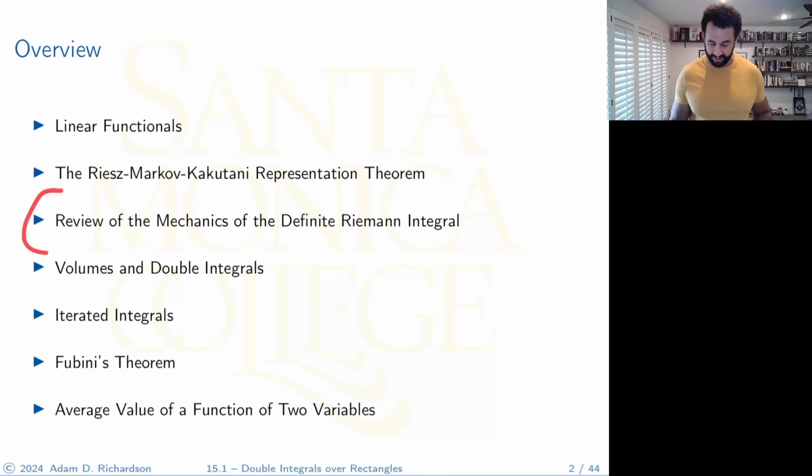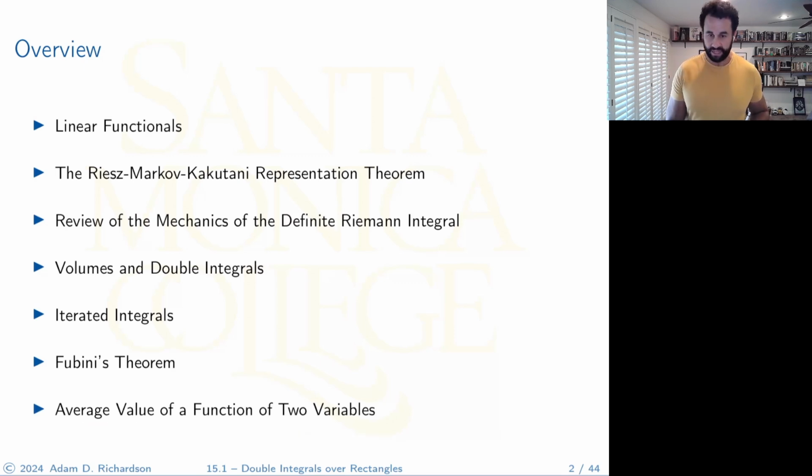Then we're going to review the mechanics of the definite Riemann integral. This is something that you should have talked about in Calc 1 and hopefully reviewed again in Calc 2. We are going to review it again now, and then we're going to generalize these mechanics to functions of two variables, at least for now. And then as we proceed through the chapter, we're going to revise the mechanics of the definite Riemann integral several times, in this chapter and actually the next chapter. Then we'll talk about volumes and double integrals, iterated integrals, and how Fubini's theorem relates to iterated integrals. And then we'll finish up by talking about the average value of a function of two variables.